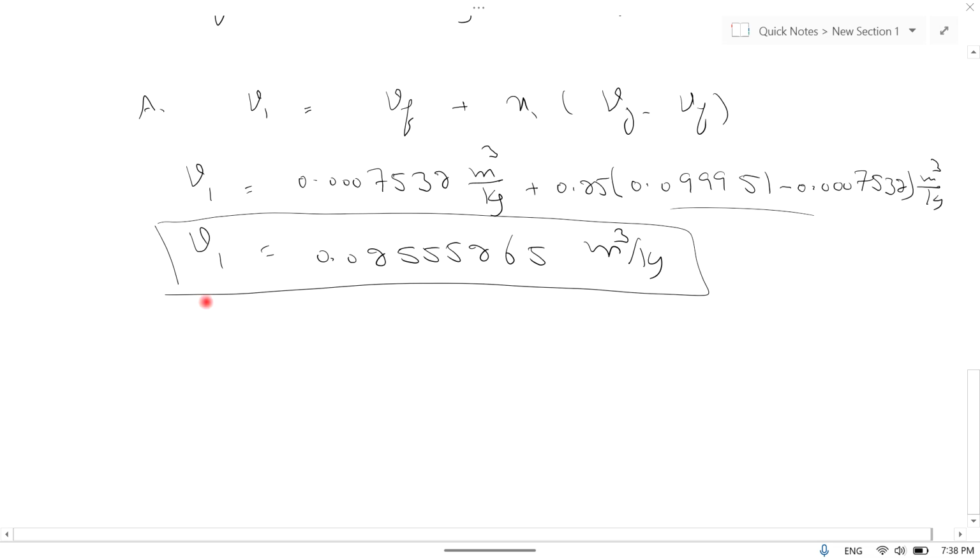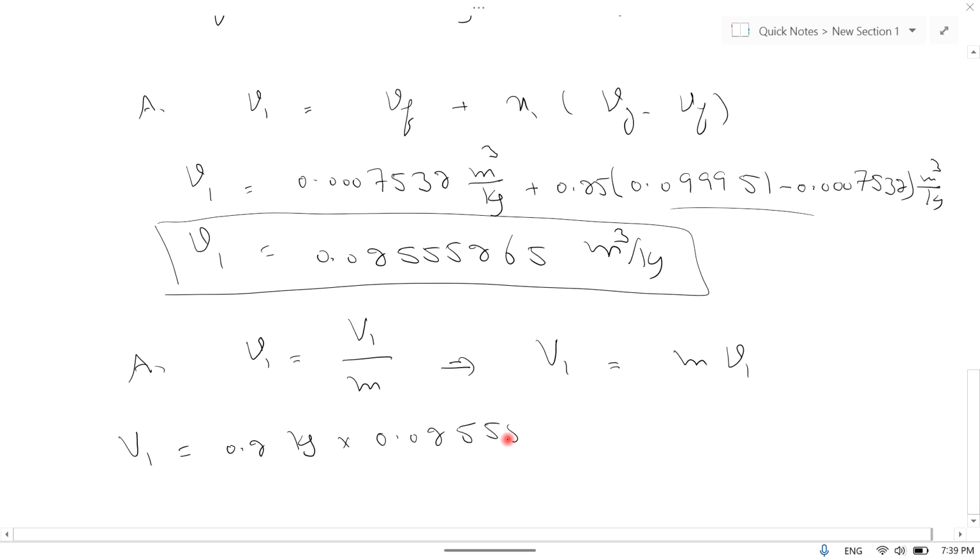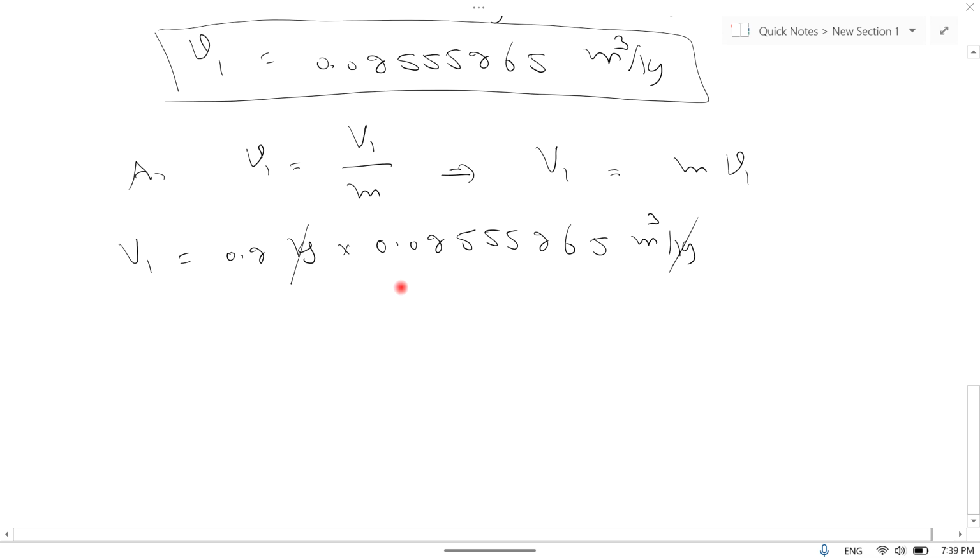Now we can find the total volume with the help of this. As specific volume is equal to total volume divided by mass, total volume is equal to mass multiplied by specific volume. So V1 is equal to the mass given to us, 0.2 kilogram, times the specific volume, 0.0255265 meter cube per kg. Kilogram will cancel with kilogram, and the total volume is equal to 0.0051 meter cube.